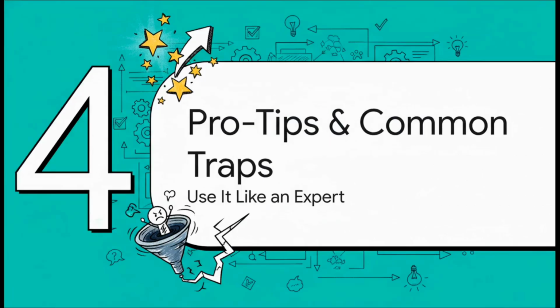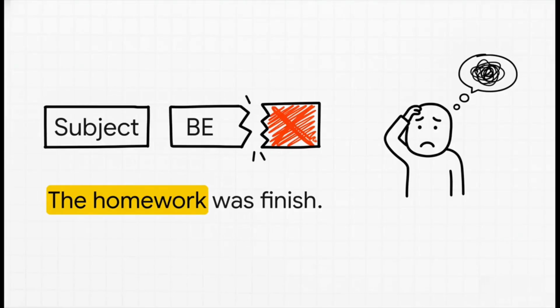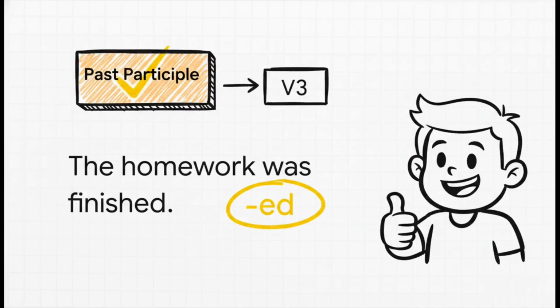All right, so you've got the blueprint, you know when to use it. Now let's cover a couple of pro tips and, more importantly, a few common traps to watch out for. This is what will really help you use this tool like an expert. Okay, here is mistake number 1, and it's a big one. I hear this all the time. Someone will say something like, the homework was finish. It sounds off, doesn't it? That's because a key ingredient from our formula is missing. And the fix is so simple. You have got to remember to always use the past participle of the verb. It's not finish, it's finished. The homework was finished. That sounds right, because it is right.